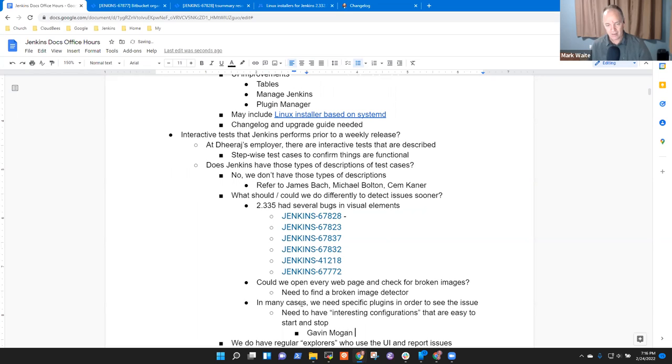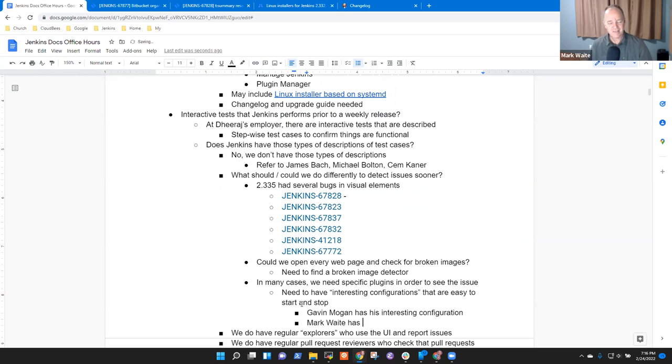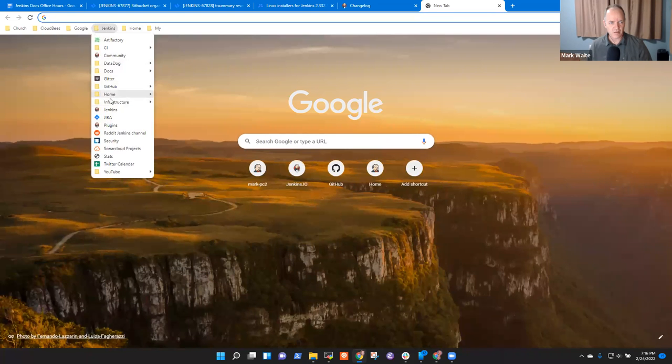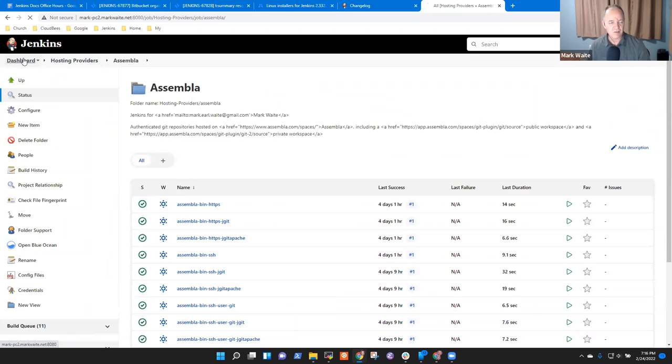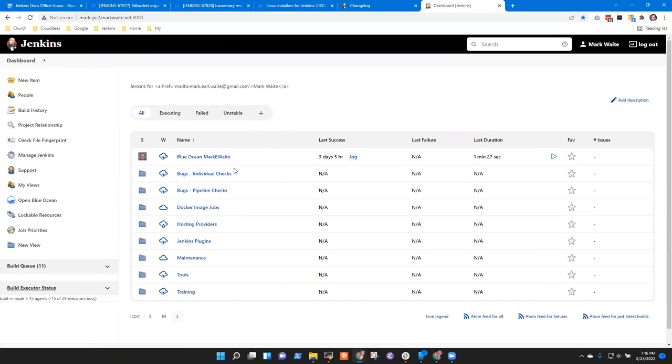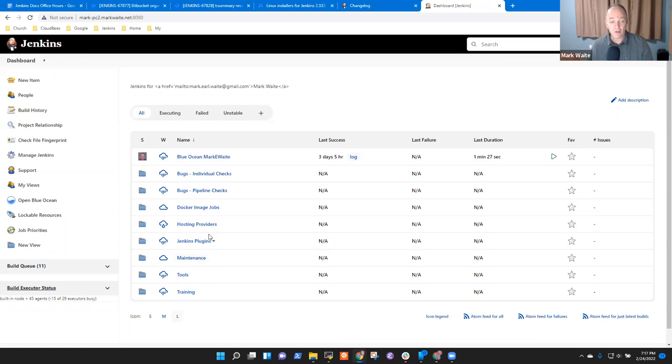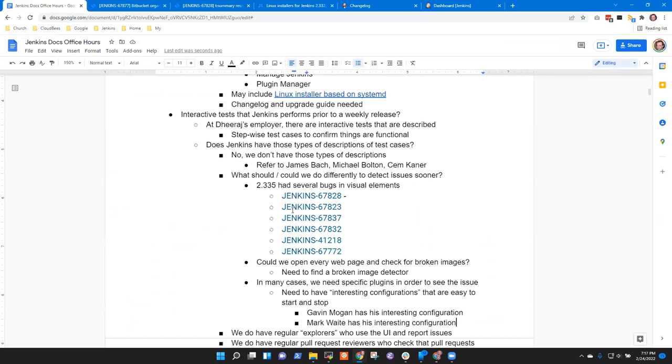Gavin Mogan has his interesting configurations. Mark Waite has his interesting configuration. And I think, Dheeraj, you've actually had access to my interesting configuration. It's this thing right here. Right, with several thousand jobs of various forms that are testing various things. Yes. Right. Is it the Gitty something? So this is my Jenkins server, but yes, it's also connected to a Gitty server and to GitHub and to Bitbucket and all sorts of others. Mm-hmm. Yeah. Makes sense.